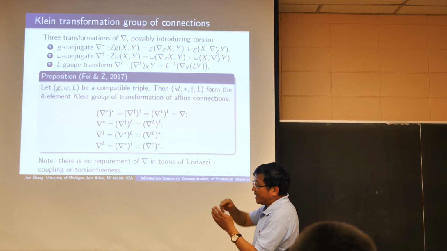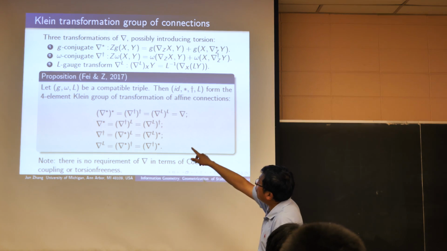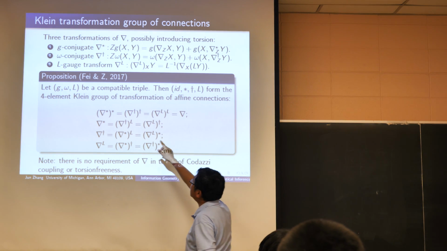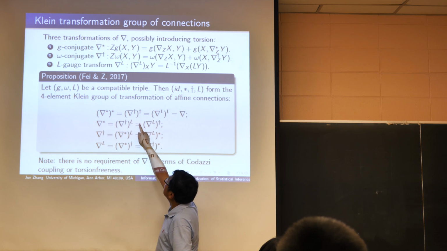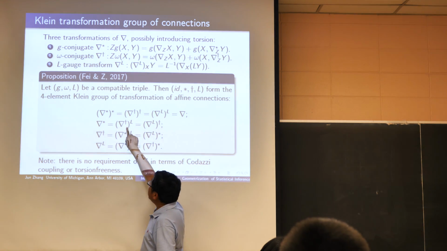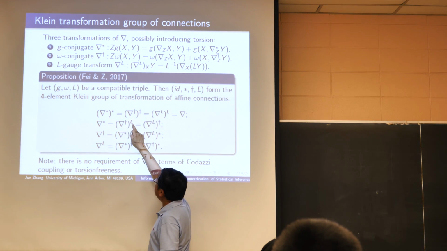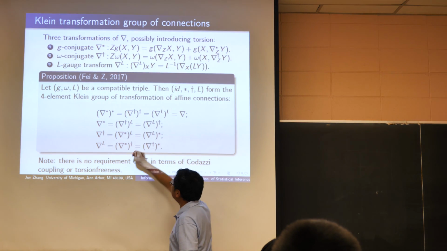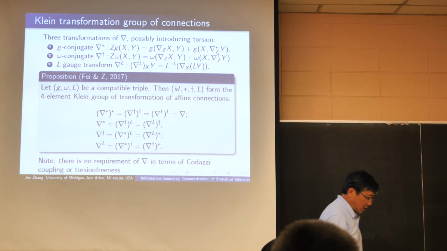there are these four: the identity transform, the G conjugate, the omega conjugate, and the L conjugate. They form a four-element Klein group. That's to say, if I apply the G conjugate twice, or the omega conjugate twice, or the L conjugate twice, it returns the original connection. Now, any combination of two becomes the third. So if you have the omega conjugate and then the L conjugate, it becomes the G conjugate, and so forth. And they are commutative.